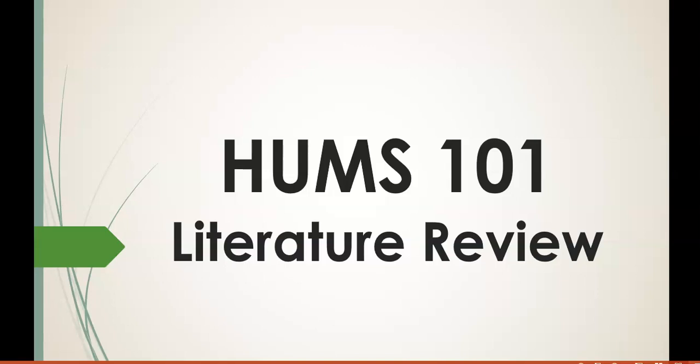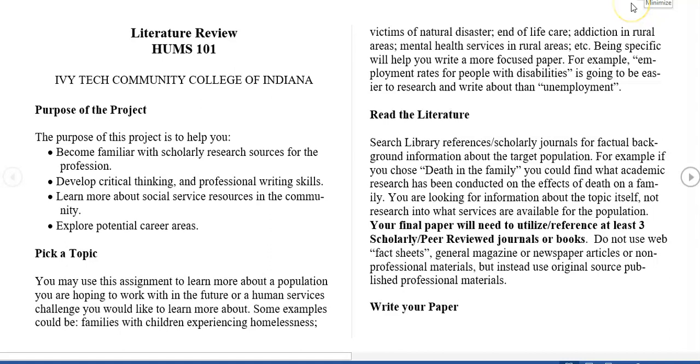This is a short tutorial on the Human Services 101 Literature Review assignment. In this assignment, you are asked to choose a target population and find 3 peer-reviewed scholarly sources about this population in the library databases. As you research your target population, you might be looking into their life, challenges, and interventions. While these interventions might include some information about the services and how those services might be improved, your paper should not turn into a detailed list of organizations that provide these services.